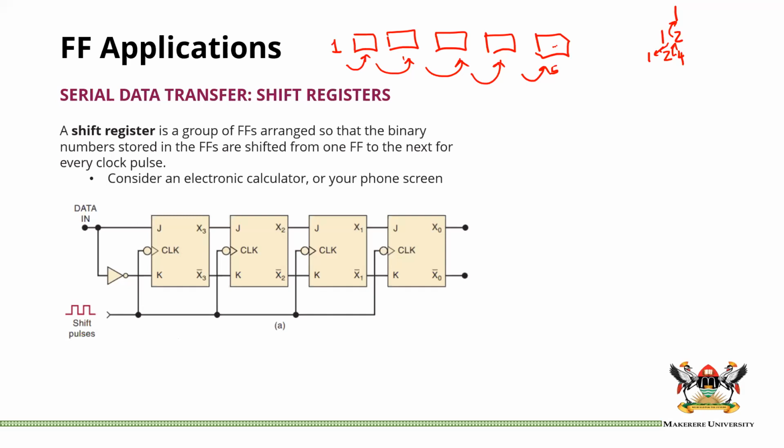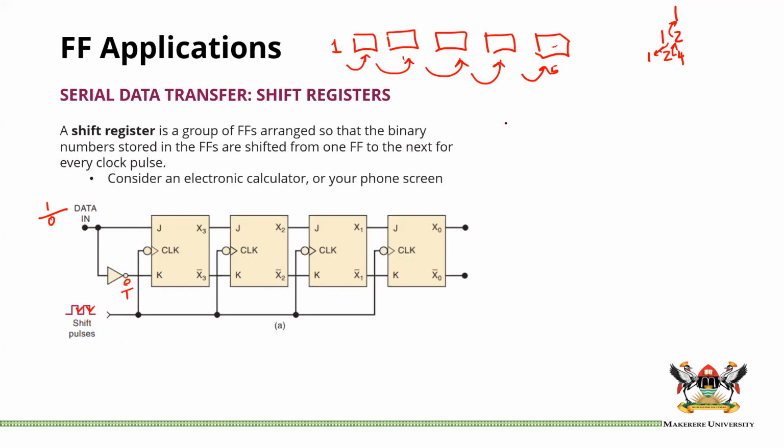So let us look at this diagram, which is based on JK. This is your data input. And here, of course, the data can be 1 or 0. And its inverse can be 0 or 1. It's simple as that. You can see we have shift pulses. In this case, they are NGTs. Every time we have an NGT, we shift.